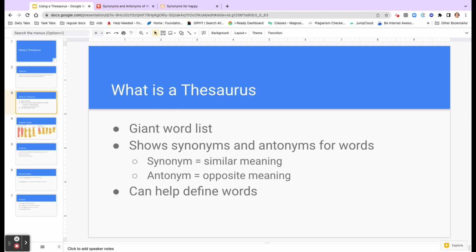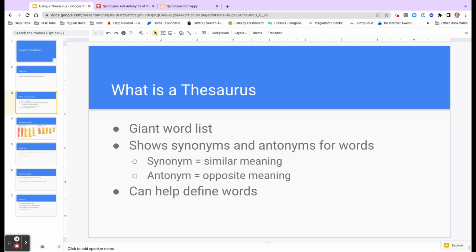A thesaurus is basically a huge, gigantic word list. The book, if you have a physical thesaurus, can be inches and inches thick, and it has pretty much every single word in there. You can find the word, and then you can find all the words that are synonyms and antonyms. Synonyms being similar meanings, not exactly the same, but similar, and antonyms being opposite meanings.